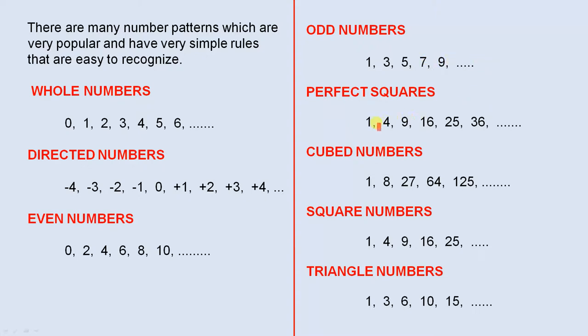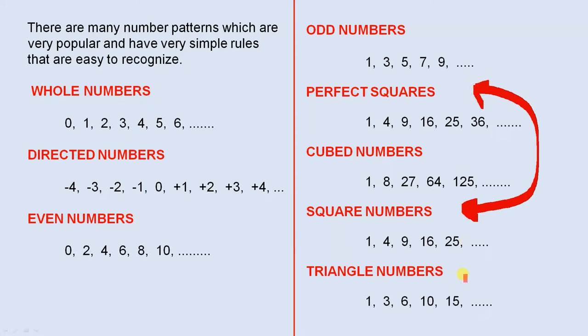The perfect squares: 1 squared, 2 squared, 3 squared, 4 squared, etc. The cube numbers: 1 cubed, 2 cubed, 3 cubed, 4 cubed, etc. The square numbers: 1 squared, 2 squared, 3 squared, 4 squared, 5 squared, etc. So they're the same as the perfect squares. They're given different names, but they're the same pattern.